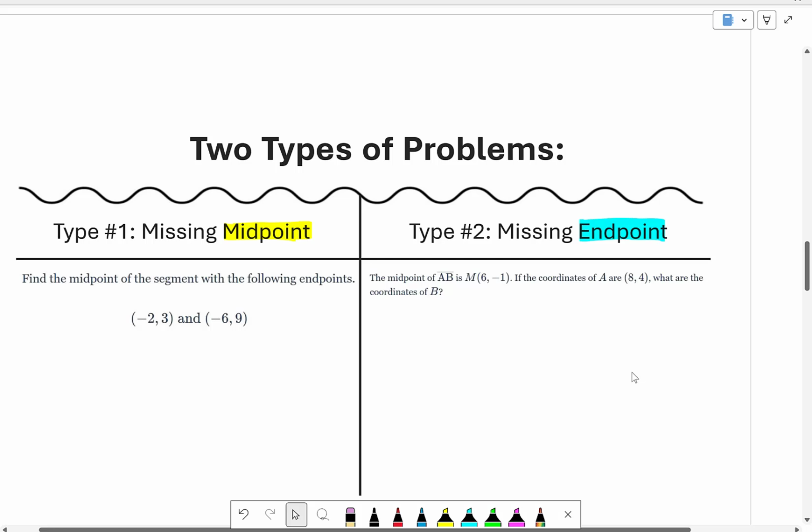Now there's two types of problem on this test. Type 1 is the missing midpoint. Type 2 is the missing endpoint.